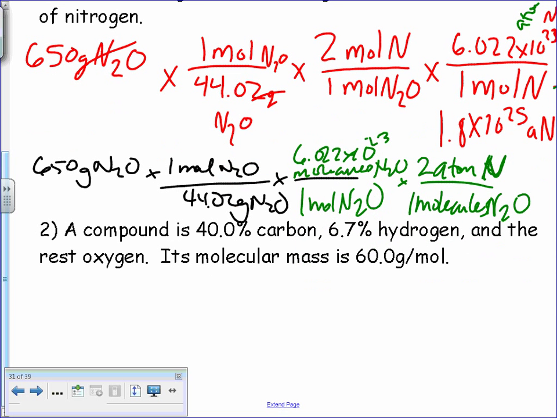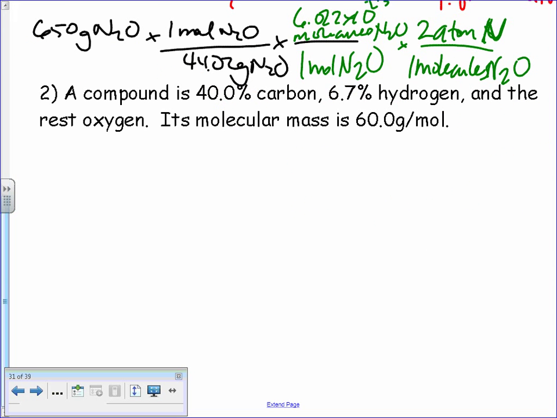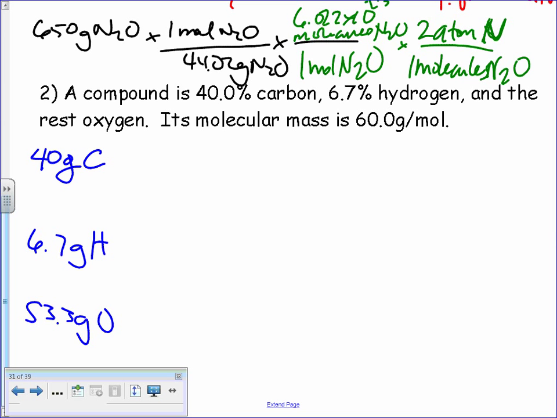All right, tell me how you guys started the second one. You base it off of 100 grams. Okay, so the carbon would be 40.0 grams. First you have to find oxygen. I'm going to write 6.7 grams of hydrogen here. Tell me how much oxygen's there. 53.3. How did you do that? 100 minus 40 is 60, minus 6.7 is 53.3.